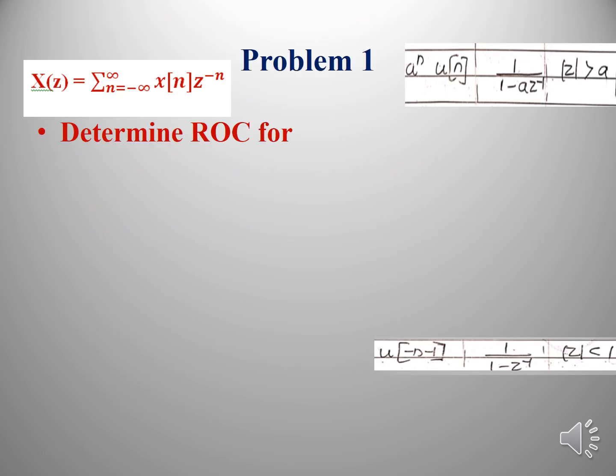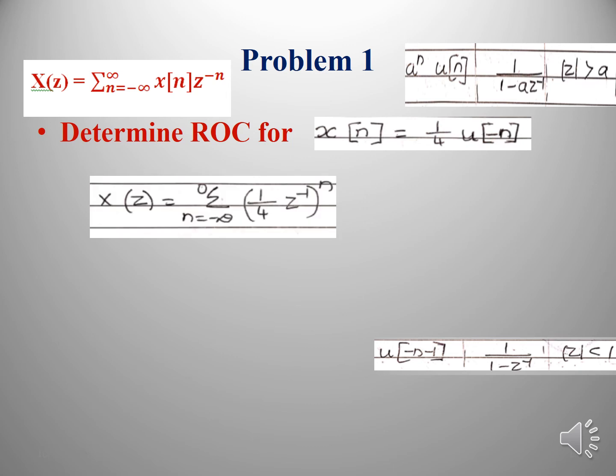Let us go on to one more problem to determine the region of convergence for a problem given by x of n equal to 1 by 4 power minus n. From the definition of the Z transform, x of z is going to be equal to summation n equal to minus infinity to 0 of 1 by 4 z power minus 1, whole power n, because we have got minus n, the summation moves from minus infinity to 0.